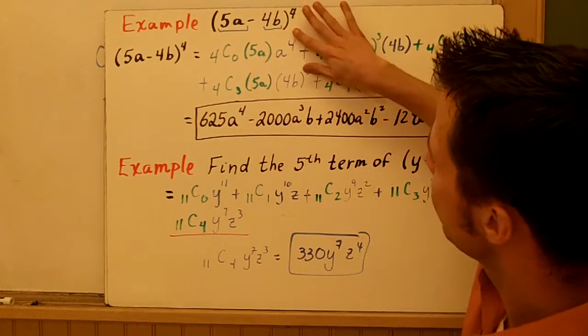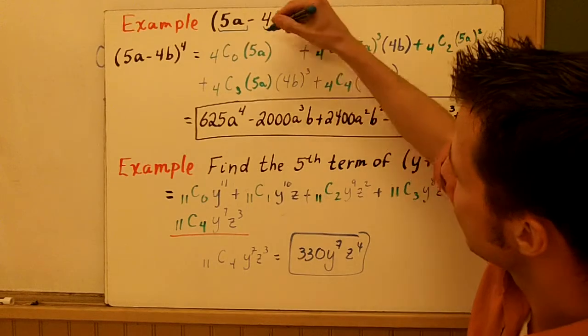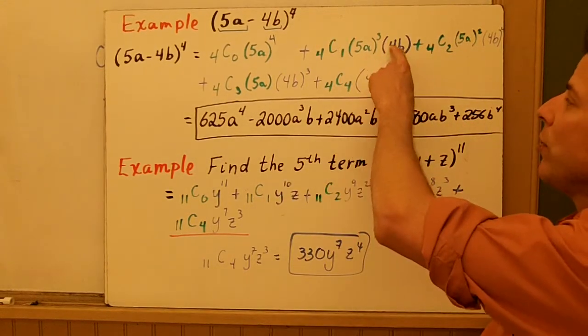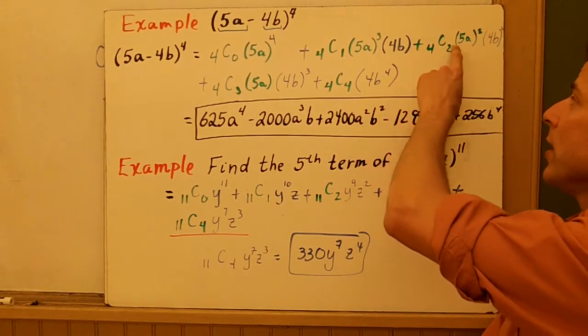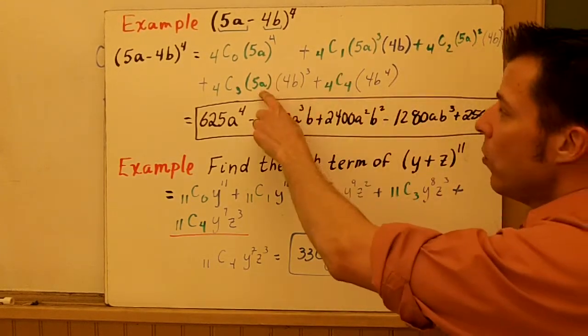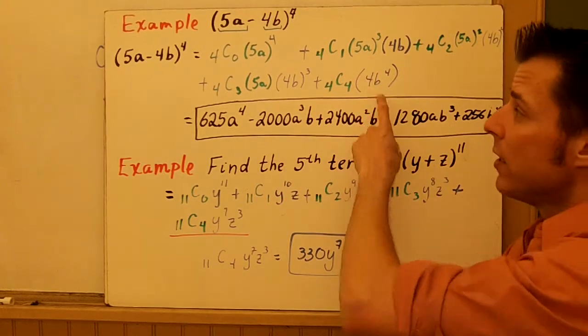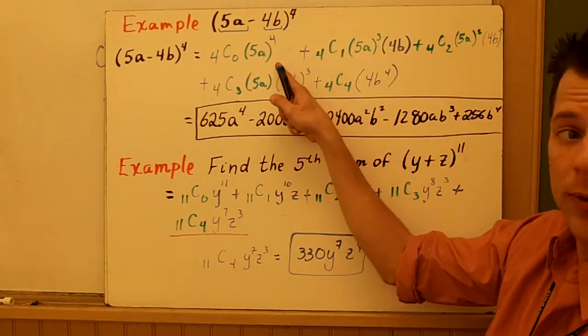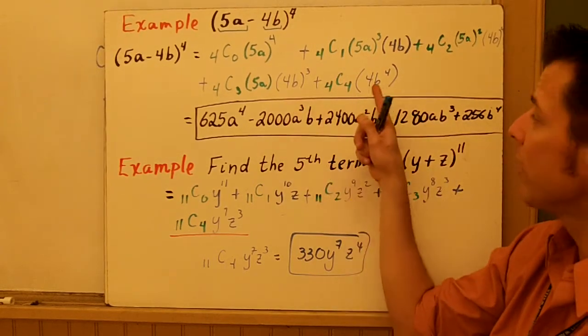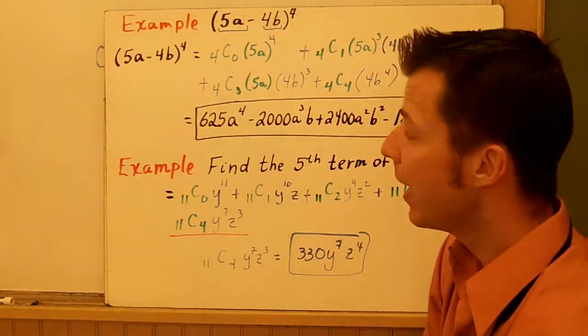Whoops. I had a little misprint there, I apologize. So this should be 5a to the 4th, 5a cubed 4b to the 1st, plus 5a squared. So the power of 5a goes 4, 3, 2, 1, and it's gone here. Same thing, no b term here: 4b to the 1st, 4b squared, 4b cubed, and 4b to the 4th power.